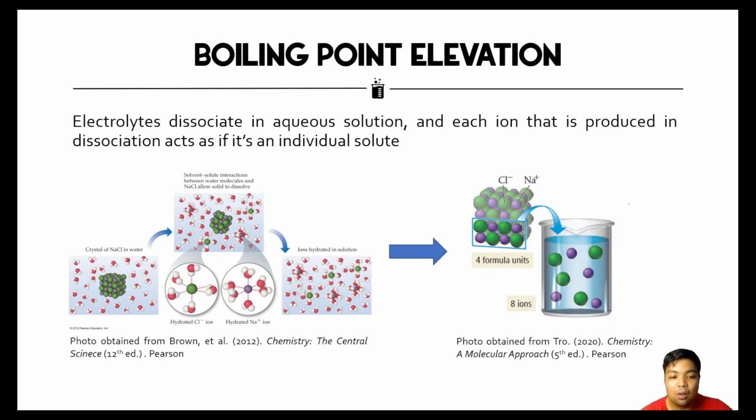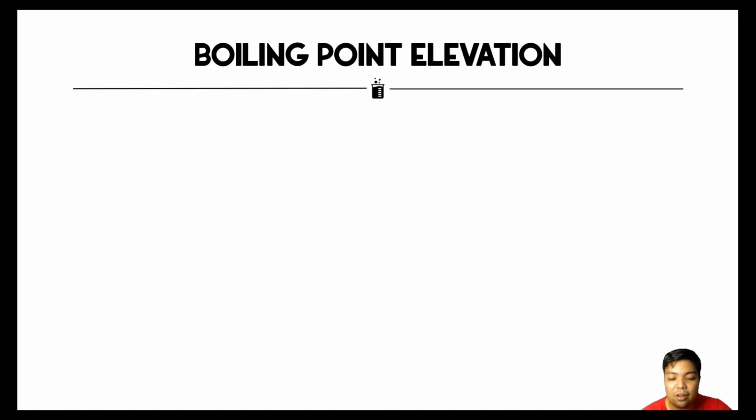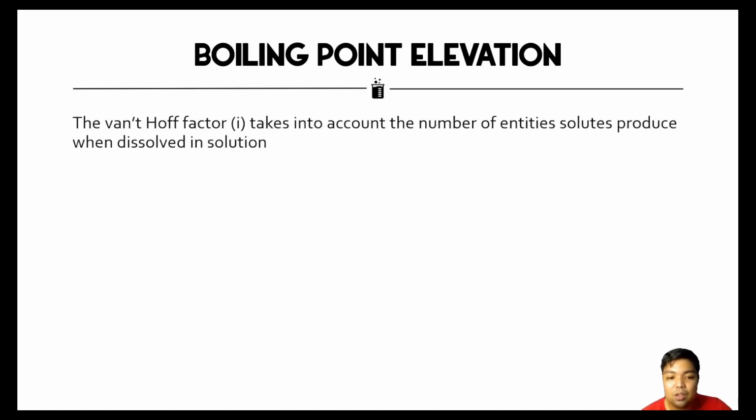And since colligative properties is all about numbers, these 8 ions, a total of 8 ions, will act on the colligative properties of your solution. They will affect these colligative properties of the solution. So where does the van 't Hoff factor come in? So the van 't Hoff factor is actually some sort of a correction factor that takes into account the number of ions produced when dissolved in your solution.